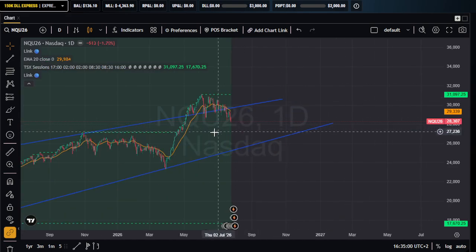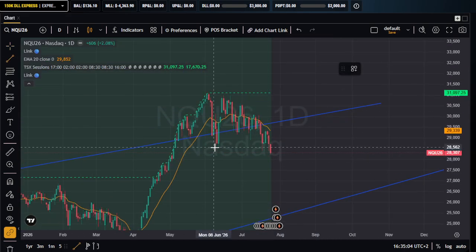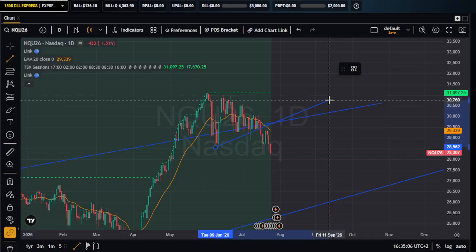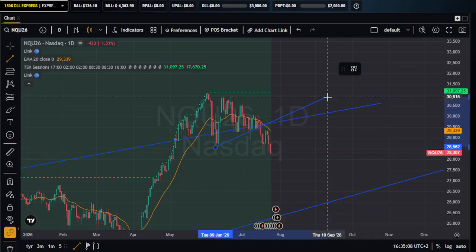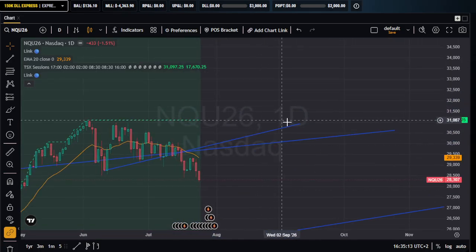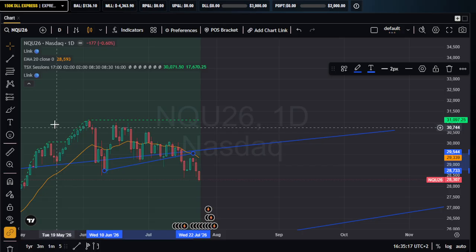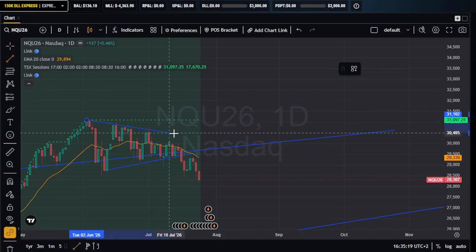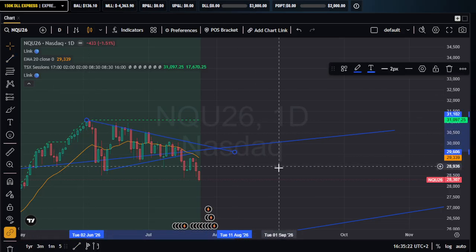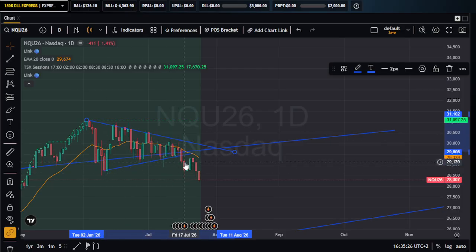And what else do we have here? We have a triangle. I'll stick with the closest, just make them nice, visible. These are the closest, they are here. And also there you see it sloped downward and broke eventually to the downside. There was a retest of this level here.